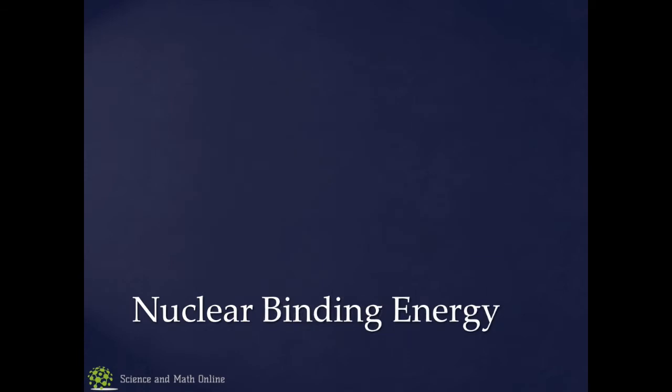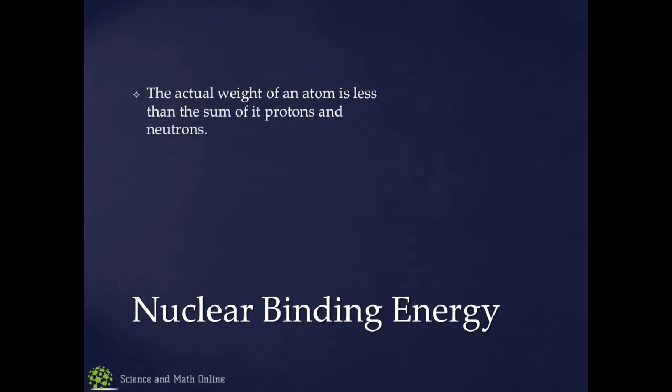So we get to what's called nuclear binding energy. In nuclear binding energy, the actual weight of an atom is less than the sum of its protons and neutrons. And so that's weird. If you actually look at the mass of protons and neutrons individually, and you add them all up, you will not get the atomic mass. Some bit of that mass is going to be missing.